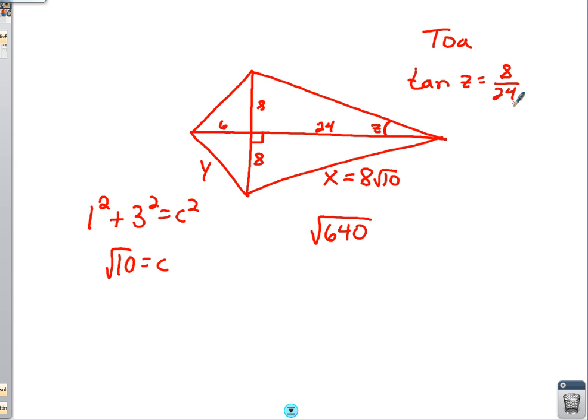So tangent of z equals 8 over 24. Simply move tangent over and type into your calculator inverse tangent of 8 over 24. Has anybody got it? So we'll call it about 18 degrees. Good. If that's 18 degrees, now you know them all. You have a right triangle, so that leaves you with 72 degrees. This would be 72 degrees.